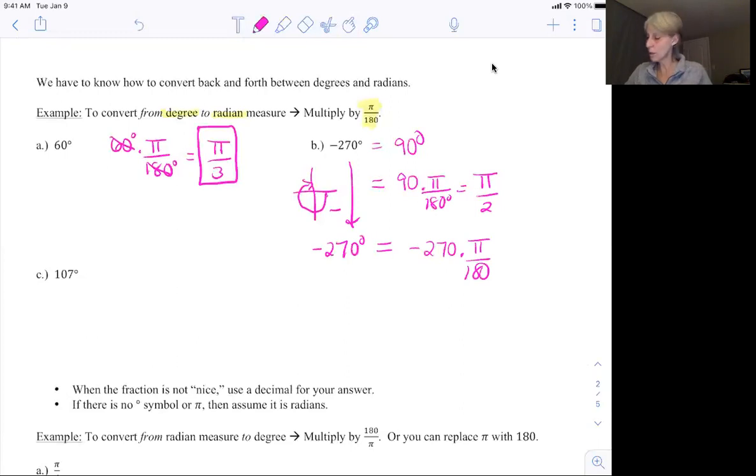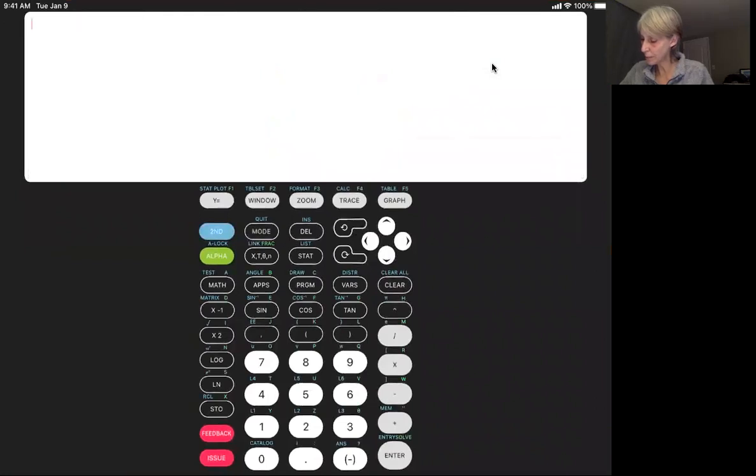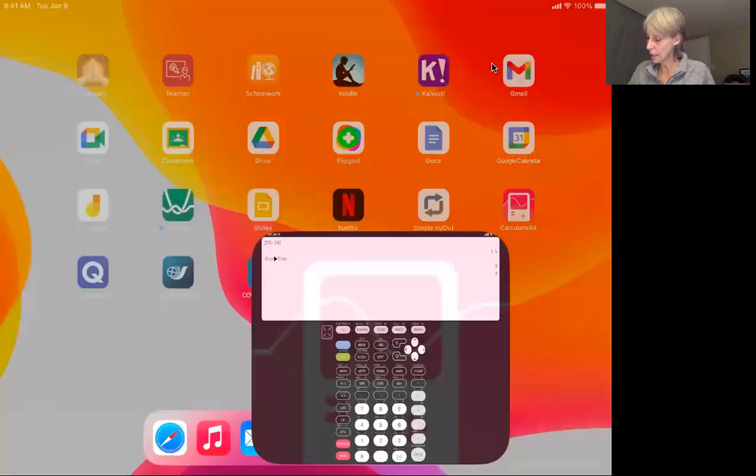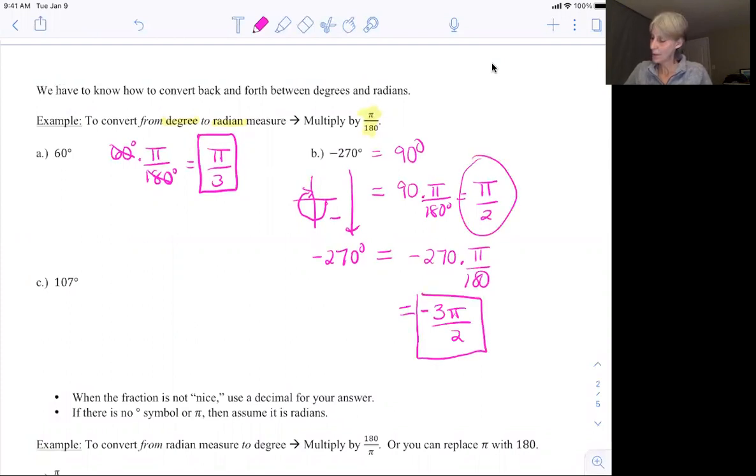And if you can't do the simplifying in your head, just simplify 270 divided by 180 in your calculator. You're going to get a decimal. Change that back into a fraction, and then put the pi back along with it. And that would be the equivalent. So this really, I shouldn't have gone into this yet. This is the answer we're looking for because the original angle was described as a negative.